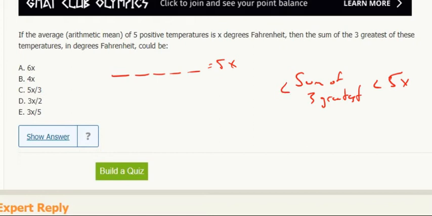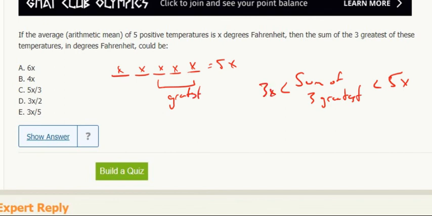But now what about on the minimum end? If you minimize the three greatest ones, they would be x. You know, make everything x maybe. Presumably they're larger, but at the very least they could be x. That's a principle where the largest can't be smaller than the average, and the smallest can't be larger than the average. So the largest can't be smaller than x. So if these are all x, the three greatest, quote unquote, then their sum is 3x.